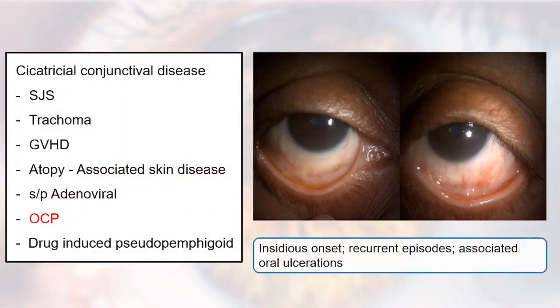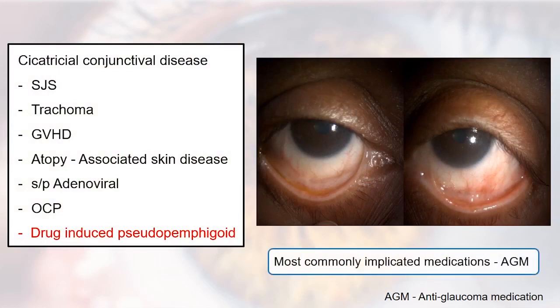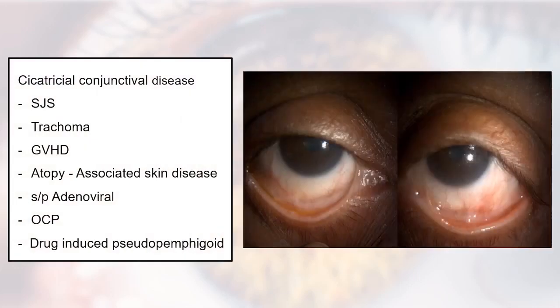The most important cicatricial disease that one needs to differentiate from SJS and all the other diseases is ocular cicatricial pemphigoid, wherein it has an insidious onset. You could have recurrent episodes of inflammation. You can have associated oral ulcerations. And the most important feature of OCP is the progression of the disease, as I shall show subsequently. And with drug-induced pseudopemphigoid, it's usually secondary to anti-glaucoma medications that lead to these kind of bands, especially in the inferior fornix. And there's a very nice paper that's been written by Guillermo on drug-induced pseudopemphigoid. So these are the lesions that you need to most commonly think of when you're looking at a cicatricial conjunctival disease.